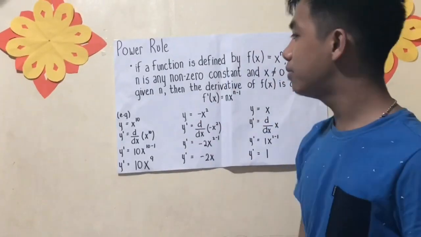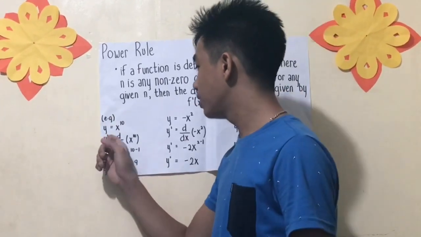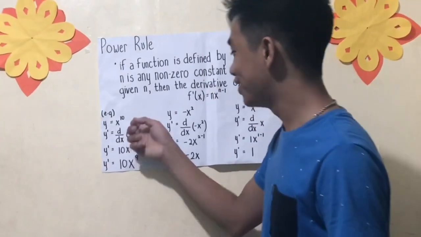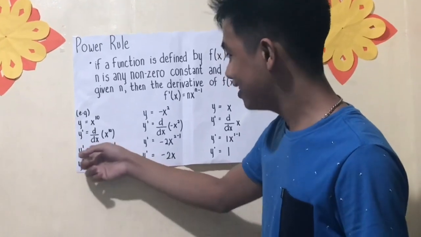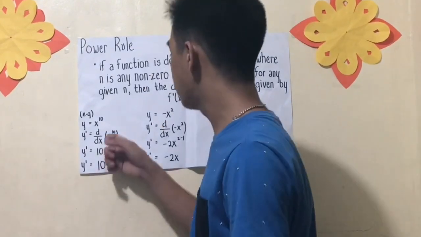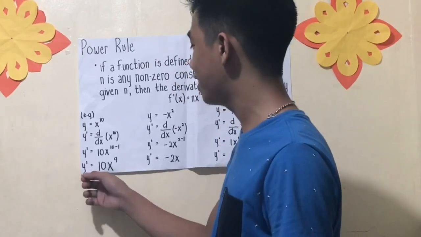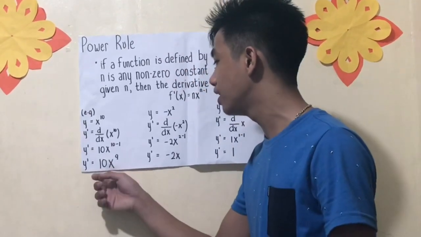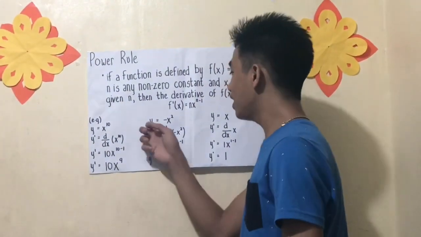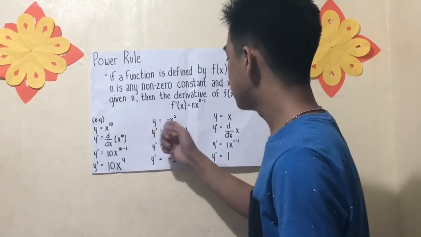Example number 1, y equals x raised to the power of 10. Y prime equals d over derivative of x raised to the power of 10. In this solution, the exponent will be replaced as a coefficient, and the new exponent will be minus 1. And that's going to have an answer of y prime equals 10x raised to the power of 9.